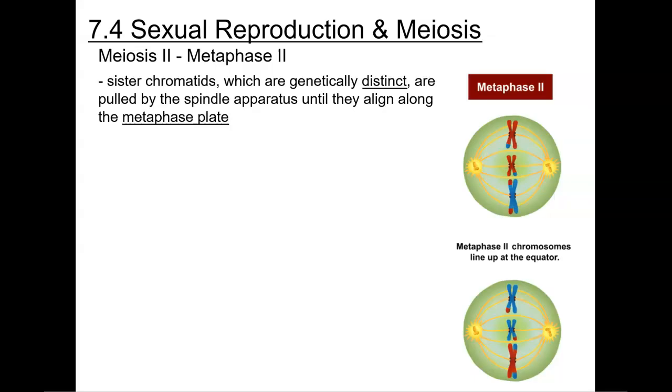Sister chromatids, which are generally going to be distinct, are then going to be pulled by the spindle apparatus after they align along the metaphase plate. So remember, they line up across that equator around the center. The spindle comes in, attaches to the kinetochores, and now we're going to separate these sister chromatids.